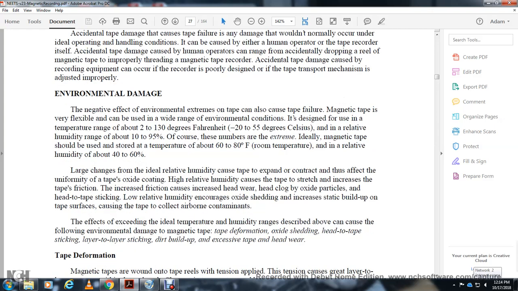Large changes from the ideal relative humidity can cause the tape to expand or contract, with less uniformity in the oxide coating. High relative humidity can cause the tape to stretch and increase tape friction. Increased friction can cause head wear, particles on the head, and tape sticking. Low relative humidity can cause static electricity to build up on the tape surface, which can cause the tape to collect airborne contaminants. Straying from the ideal temperature and humidity range described above can cause the following environmental damage: tape deformation, oxide shedding, head and tape sticking, layer sticking, dirt buildup, and excessive tape and head wear.